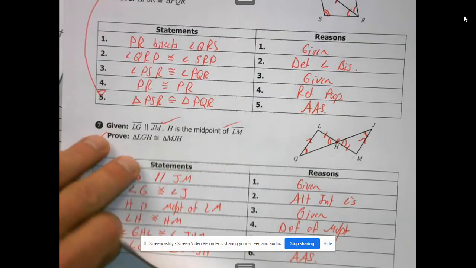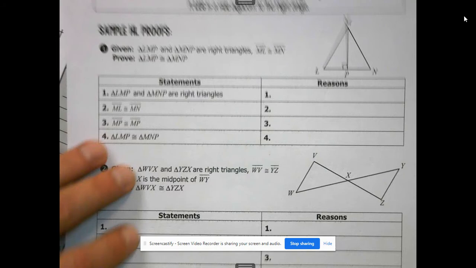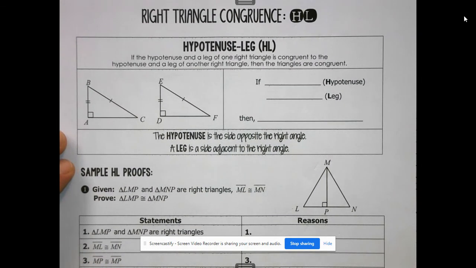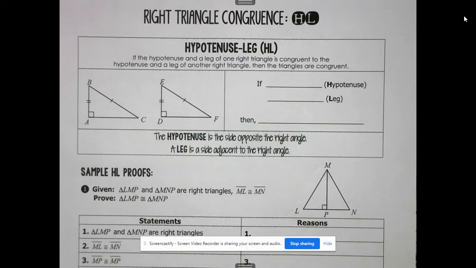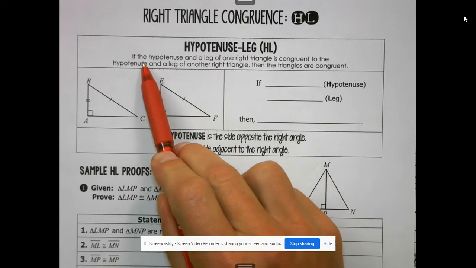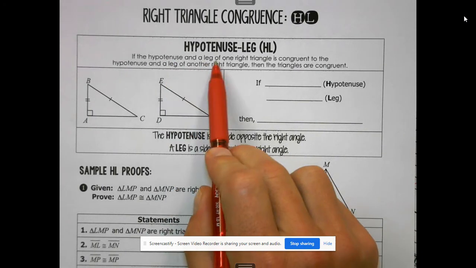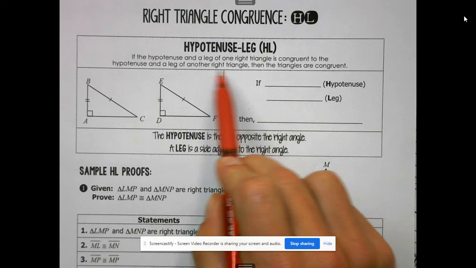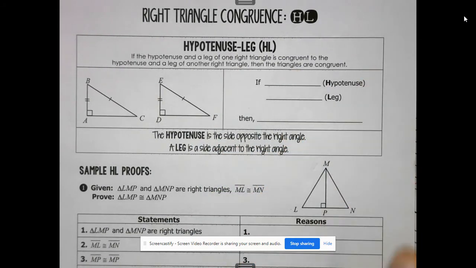Next page. Last page. Last section talks about HL, guys. This was the last one we had on your list. This only works for right triangles, remember. It goes on to say, if the hypotenuse and a leg of one triangle is congruent to the hypotenuse and one leg of another triangle, then the triangles are congruent.